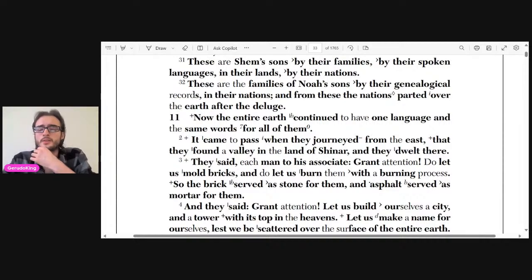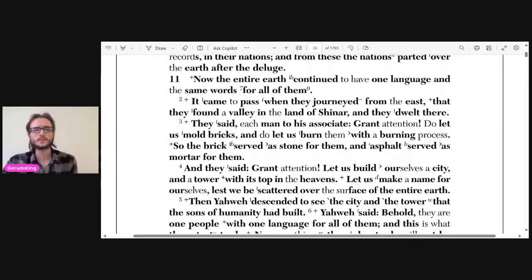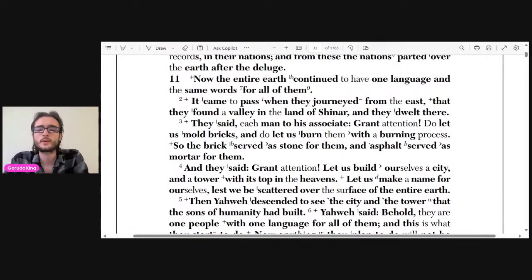Now the entire earth continued to have one language and the same words for all of them. It came to pass when they journeyed from the east that they found a valley in the land of Shinar, and they dwelt there. They said, each man to his associate, grant attention. Do let us mold bricks, and do let us burn them with a burning process. So the bricks served as stone for them, and asphalt served as mortar for them.